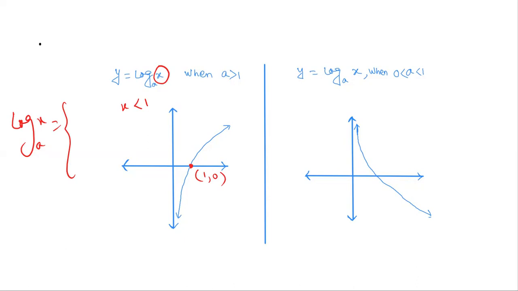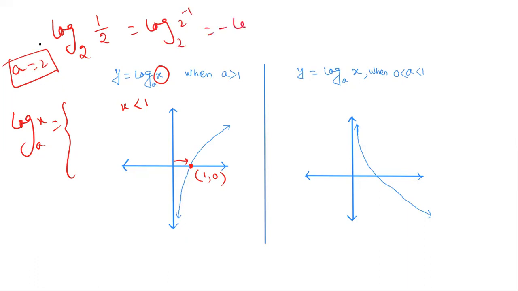Now let me check if x is less than 1. I have taken a as 2. I have taken one example a as 2, and I am taking for one example x as 1 by 2. So this will become log 2 power minus 1 base 2. So this will become minus log 2 base 2. So this will become minus 1. So for x equal to half, you are getting the value as minus 1, right?